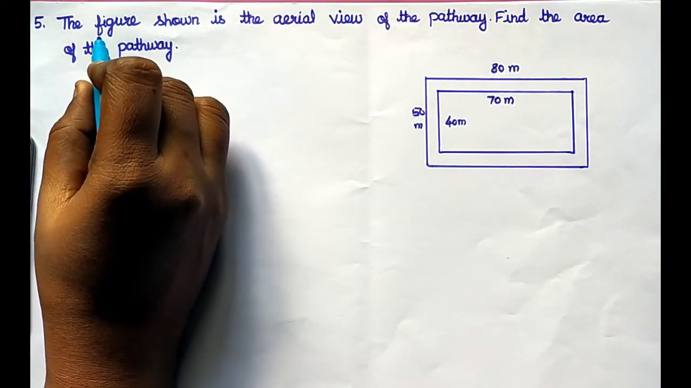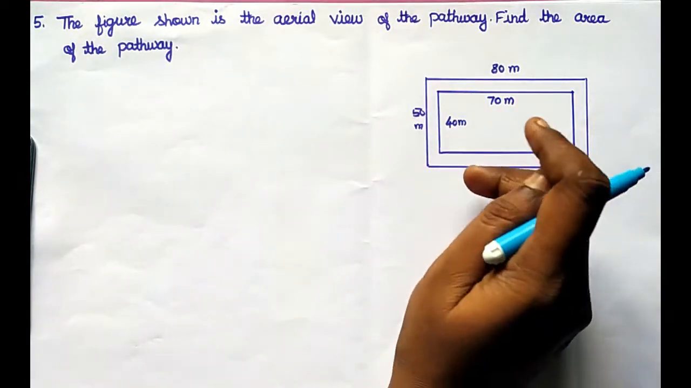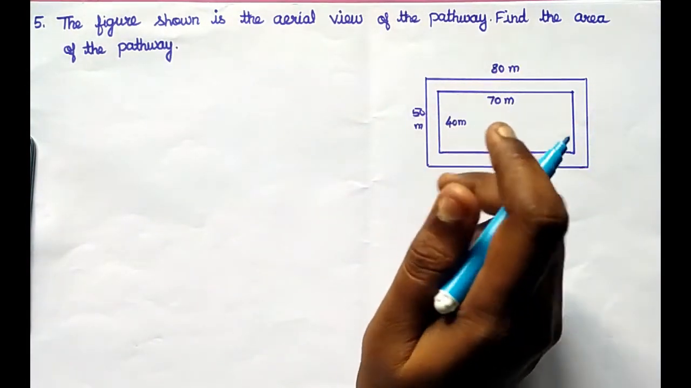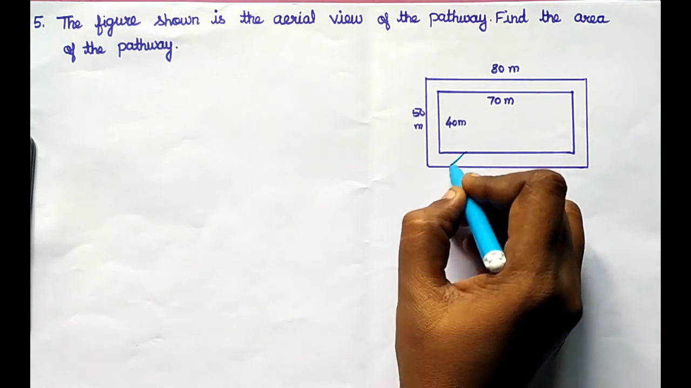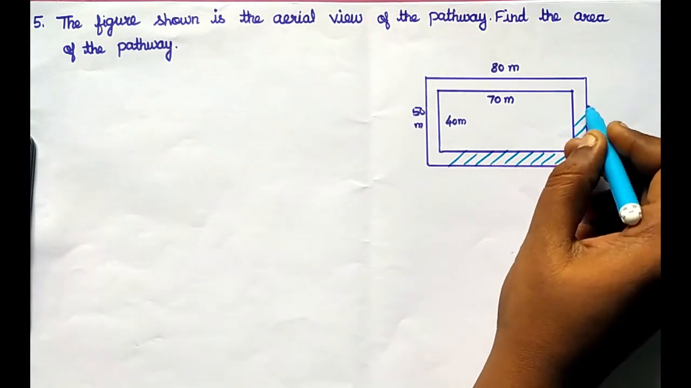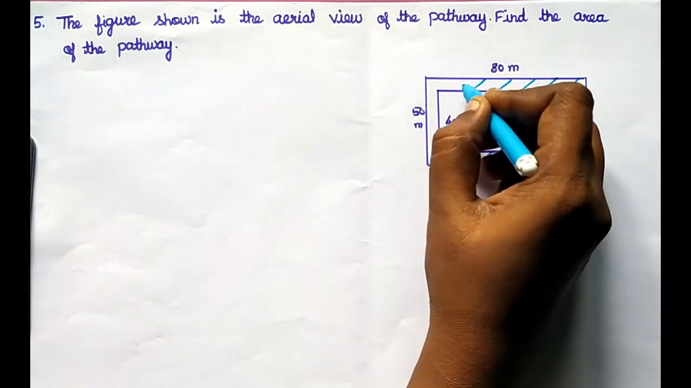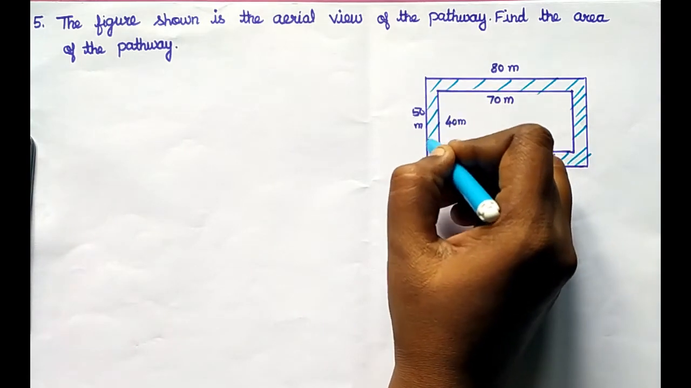Fifth sum. The figure shown is an aerial view of the pathway. Find the area of the pathway. Listen, this is the pathway. So we have to find out this area. They give the outer rectangle length and breadth and the inner rectangle length and breadth.